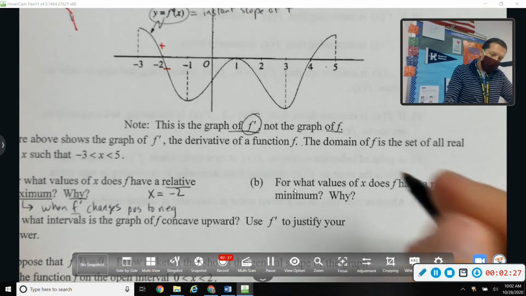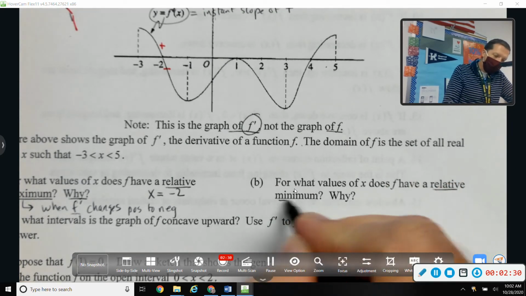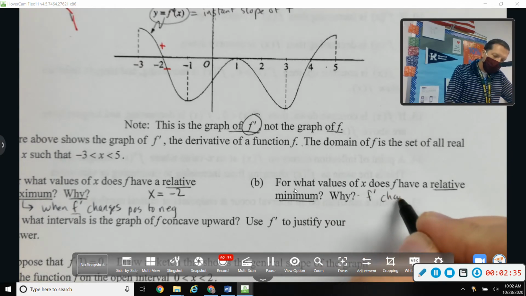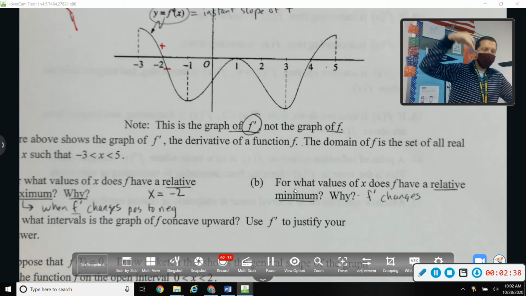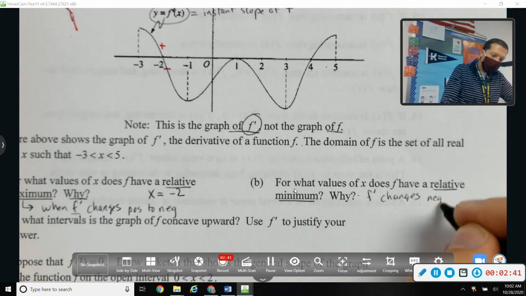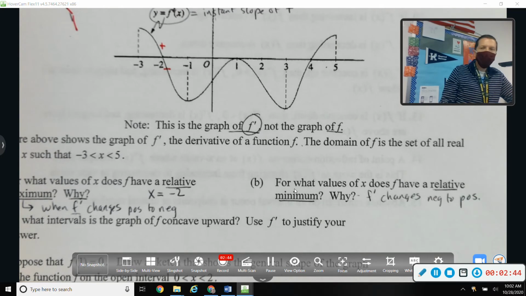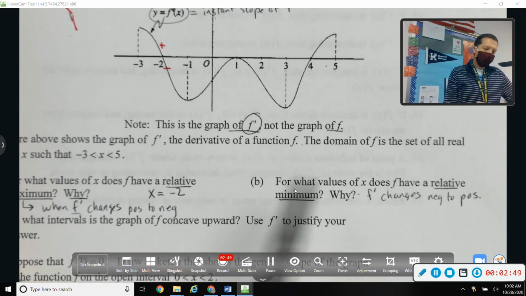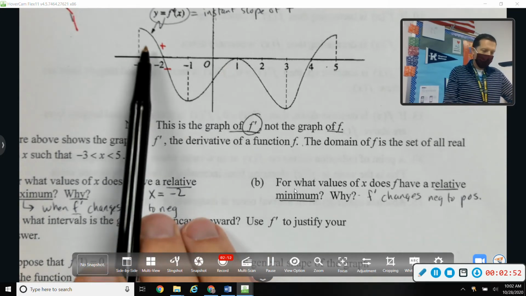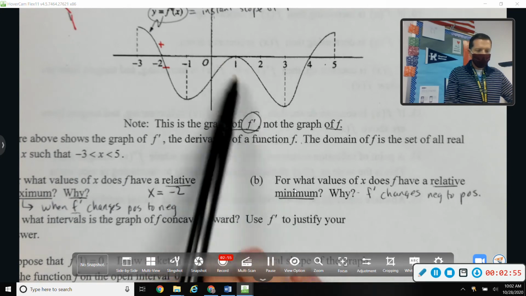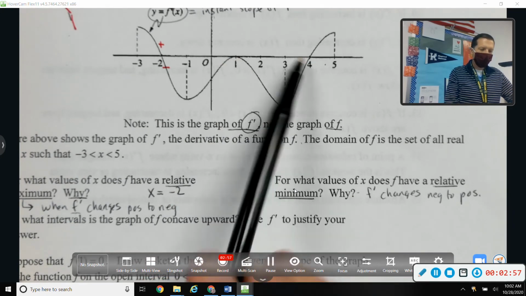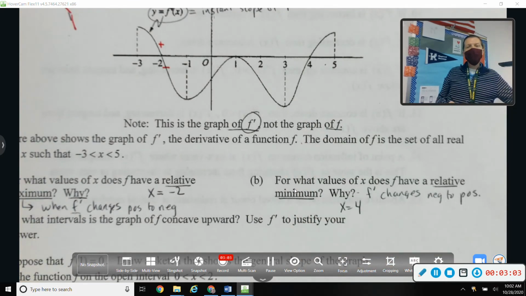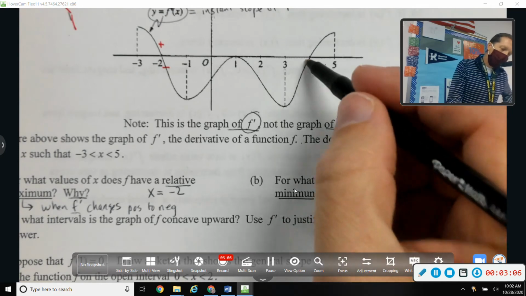For what value of x does f have a relative minimum? And why? Well, the y is when f prime changes, for minimum, negative to positive. Well, f prime changes negative to positive. Read the graph left to right. Positive to negative, and then it stays negative. Gets to 0, but stays negative, and then at x equals 4, it changes from negative to positive. So that means the graph of f has a minimum right there.